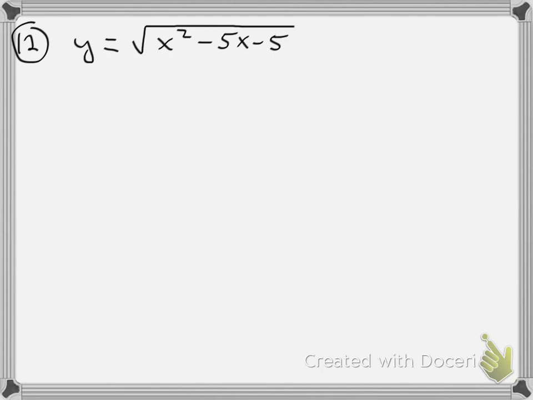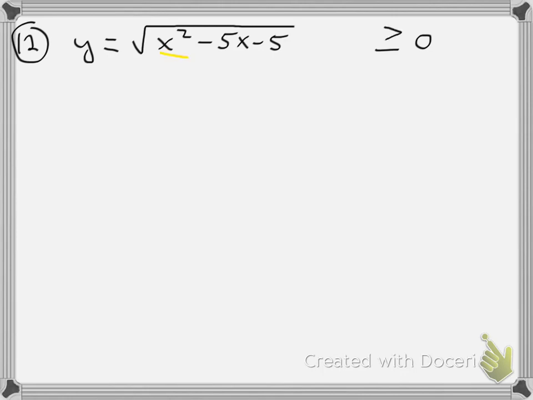Okay, so in number 12, it says state the domain of y equals the square root of x squared minus 5x minus 5. And the domain means what values are allowed for x. Now, if we wanted to graph this, we do not want imaginary numbers. That means we can't get square roots. Anything under the square root cannot be negative. So not negative means you can be equal to 0 or bigger than 0.